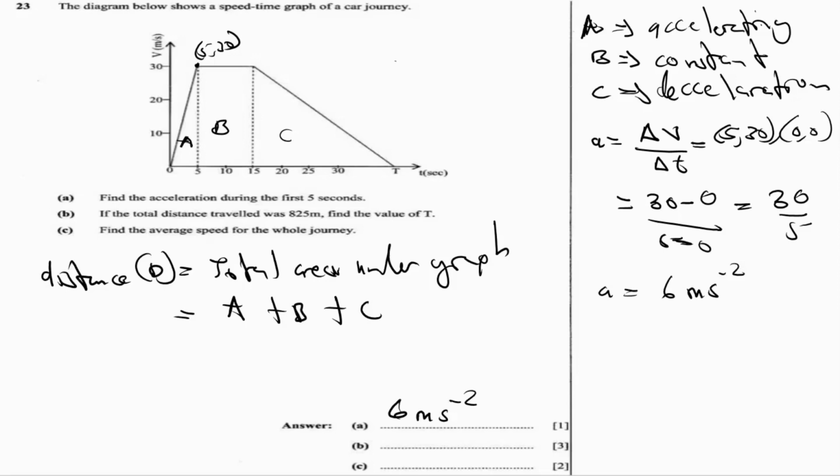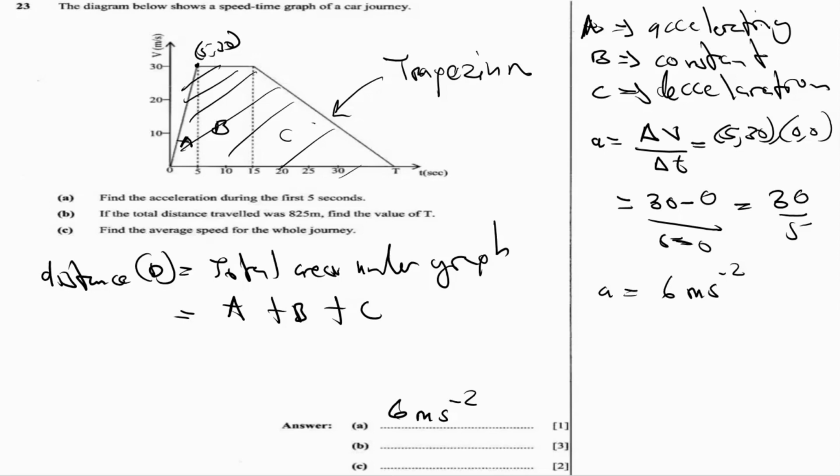So these are the three areas that we have. Area of A, which is a triangle, area of B, which is a rectangle, and area of C, which is another triangle. But we also know that this whole area can be represented as a trapezium. This is not always the case for these speed time graphs, so you have to be careful.